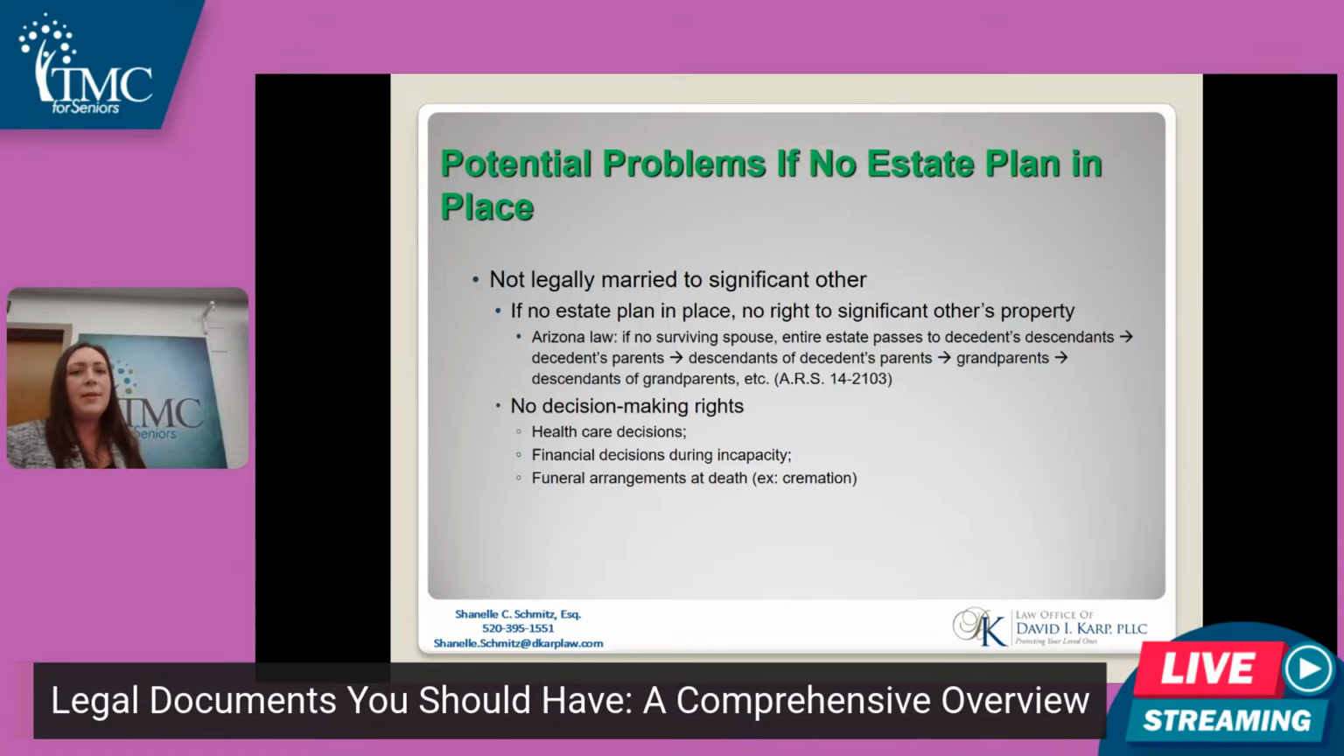So under Arizona law, if there's no surviving spouse, the entire estate passes to the decedent's descendants. If there's no descendants, then there's a whole chain of who it goes to, and the partner is not someone on that list. So it would eventually go to the state of Arizona because the partner has no priority unless you have an estate plan in place.